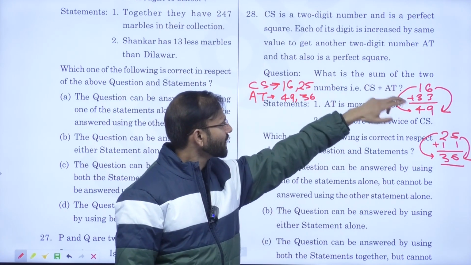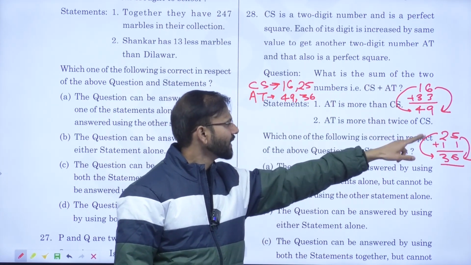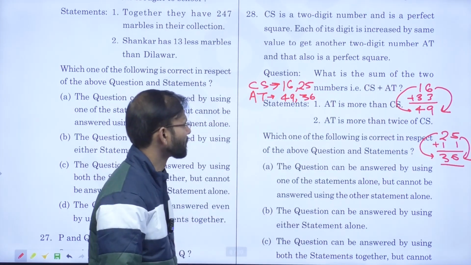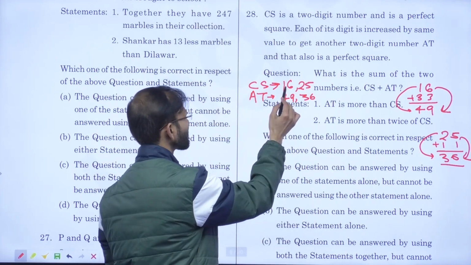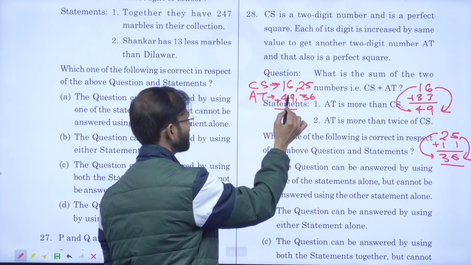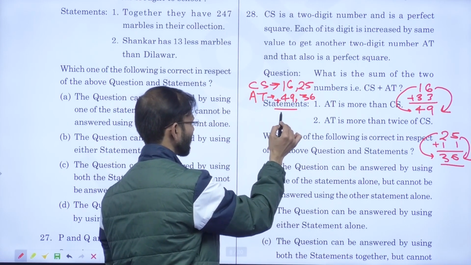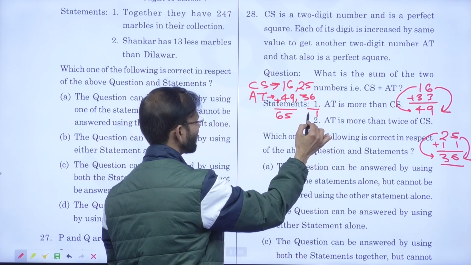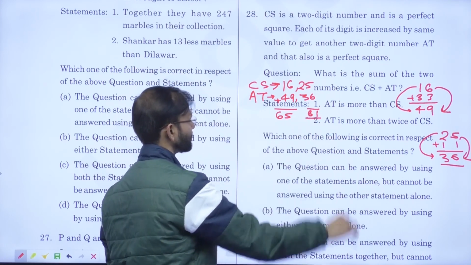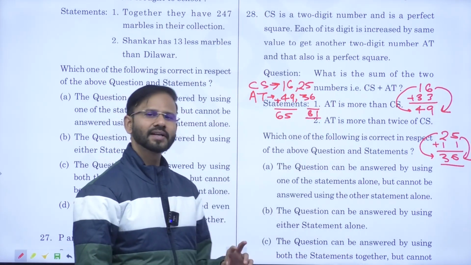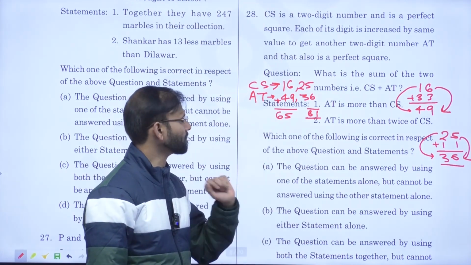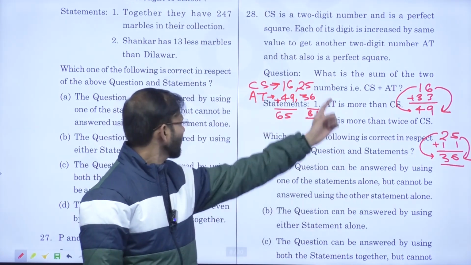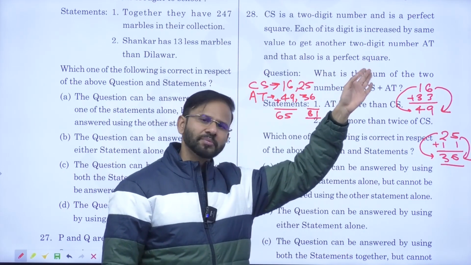So here we can get the sum as 16 plus 65, and here we can get the sum as 61. Right? So guys, there are two combinations of CS and 80. So there are two answers, if I read only the question statement.